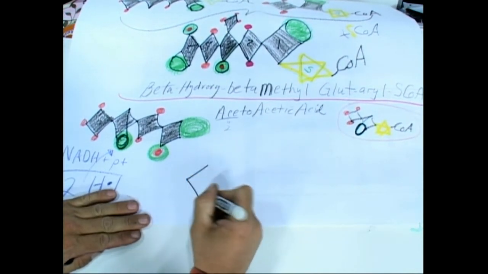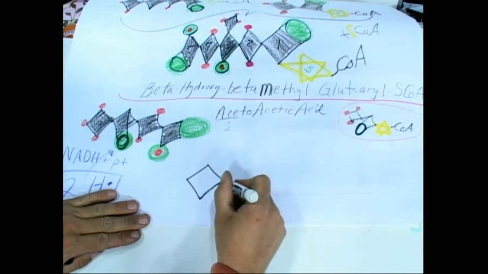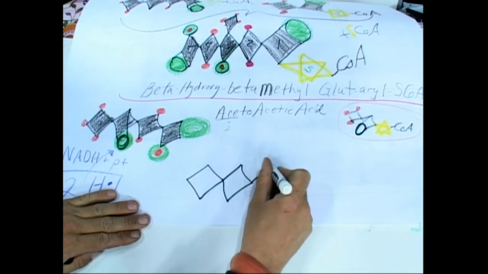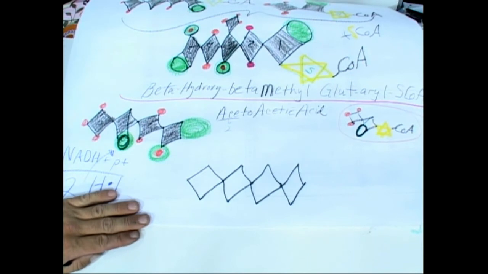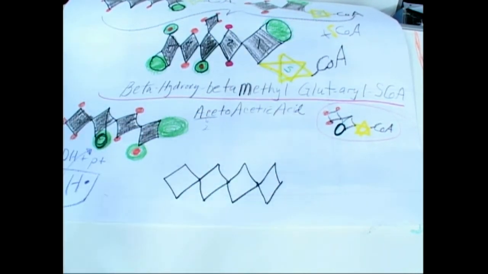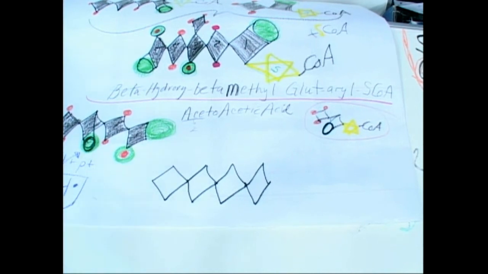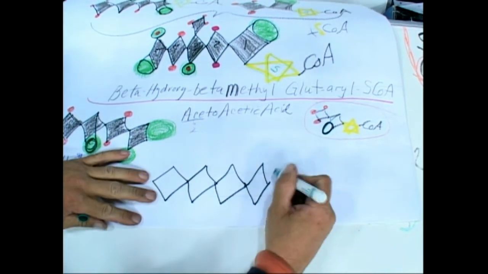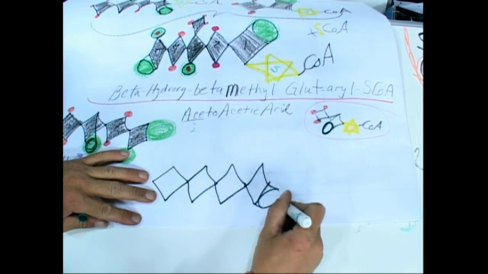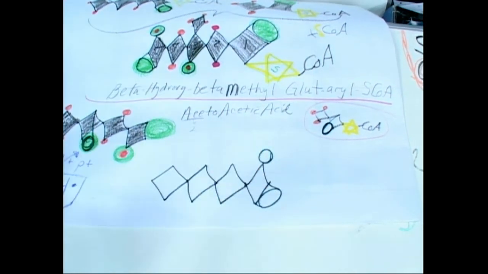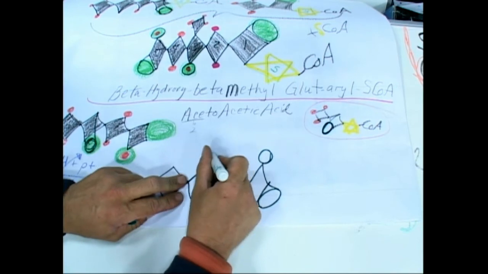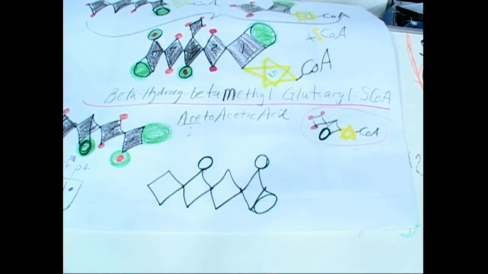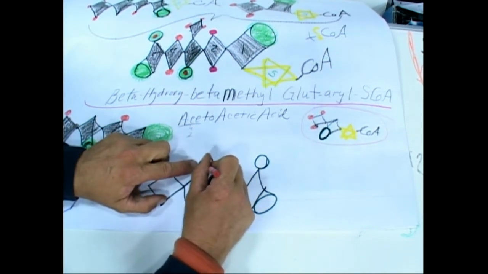So there's 1, 2, 3, 4. See a carboxylic acid on the end. This is simple double bonded O, single bonded O. I see an alcohol here. So alcohol's got a proton.